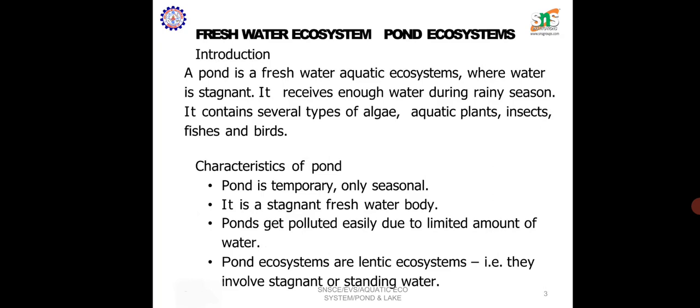It receives enough water during rainy season. It contains several types of algae, aquatic plants, insects, fishes and birds. Characteristics of pond. Pond is temporary, only seasonal. It is a stagnant freshwater body. Ponds get polluted easily due to a limited amount of water. Pond ecosystems are a lentic ecosystem, that is, they involve stagnant and standing water.